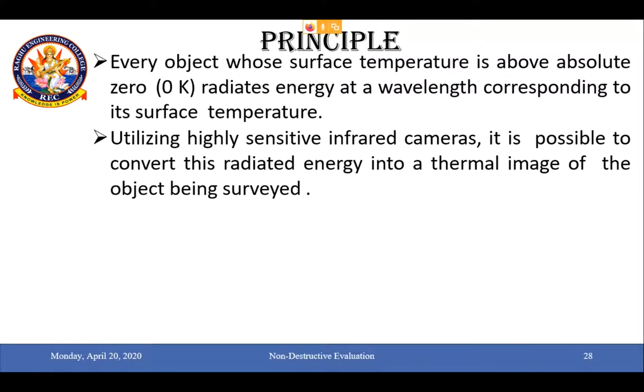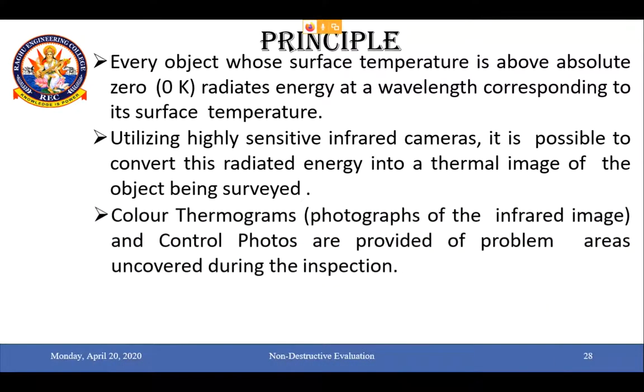Utilizing highly sensitive infrared cameras, it is possible to convert this radiated energy into a thermal image of the object being surveyed. This was the principle that we discussed in the previous class. And then what we do is we color these thermograms so that it will be easy for us to identify the problematic areas. The color coding will be something like this. The cooler colors will be blue, violet, indigo, etc. And as you go towards the red, it will be warmer.